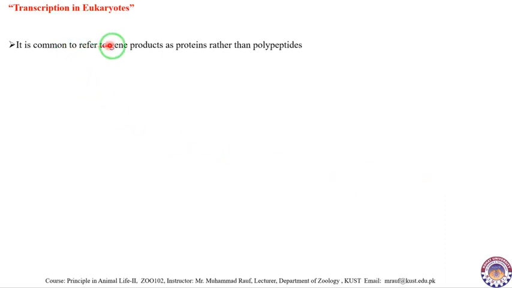So it is common to refer to gene products as proteins rather than polypeptides. A polypeptide is a strand of many amino acids, but proteins may be much more complex than a simple polypeptide. There are instances where the proteins are molded into tertiary and quaternary structures, where there is a combination of several polypeptides. So it's better to use the word protein instead of polypeptide.